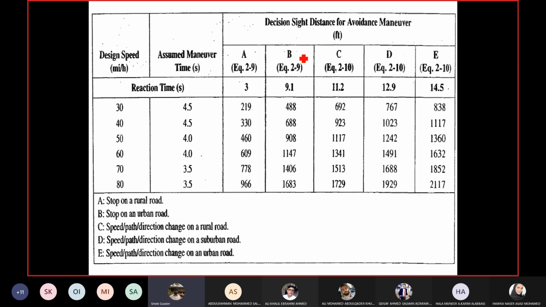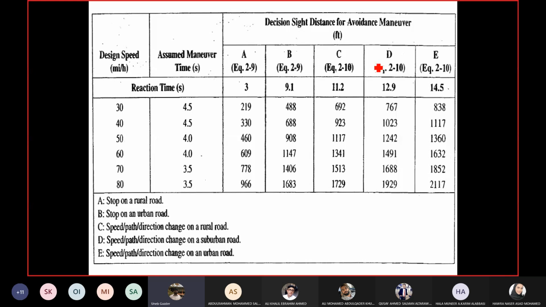And that is because of the distractions basically. Urban areas have more objects, limited space, and more vehicles, more traffic, more traffic signs and so on. So we give it more time, more reaction time.